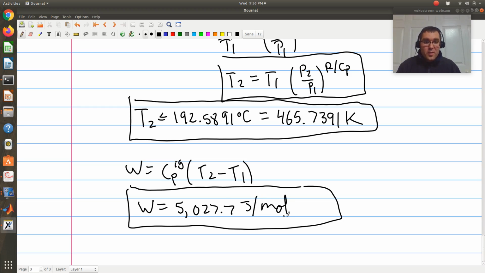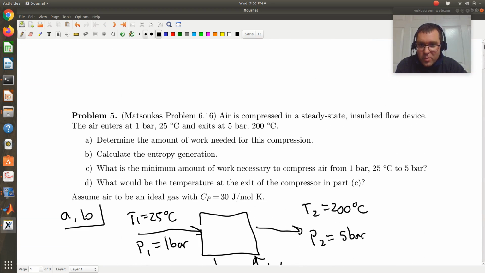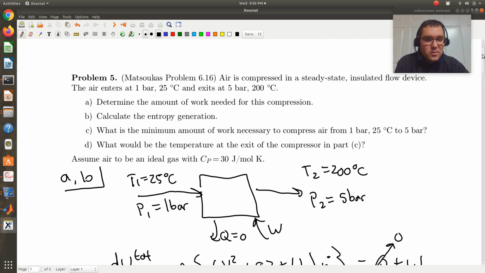And that's all they ask for, right? Because they want the exit temperature and the work. So hope that helps. If you have any questions, let me know.